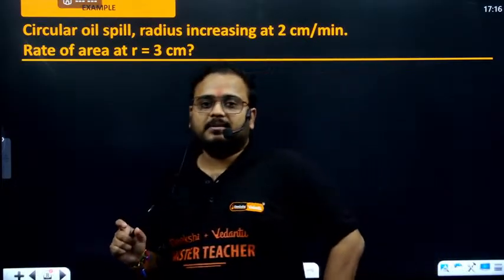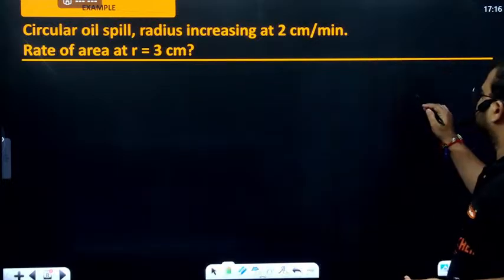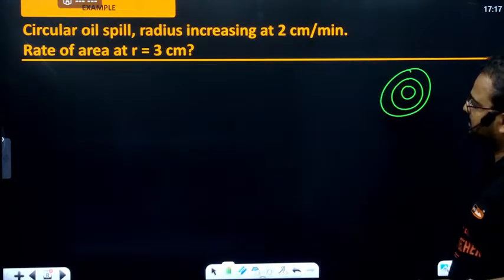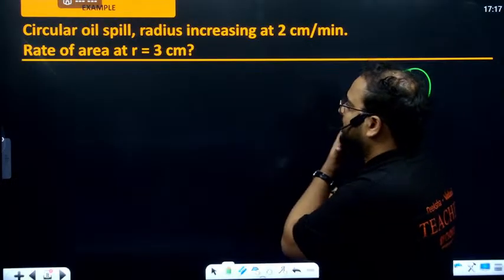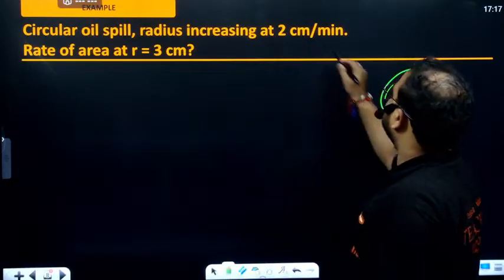Circular oil spill. This is an oil spill, okay? And the way the oil has spilled, it's going in circular forms. It's like moving like this. The oil spill is moving like this. Okay. Now they're asking us to find out the rate of area, means how fast the area is changing when the radius is increasing at this rate.